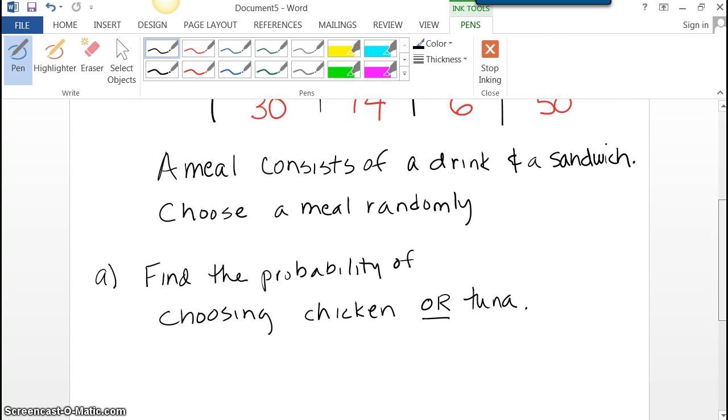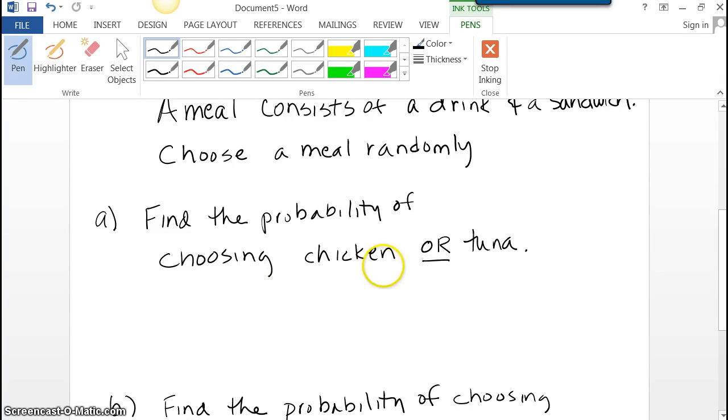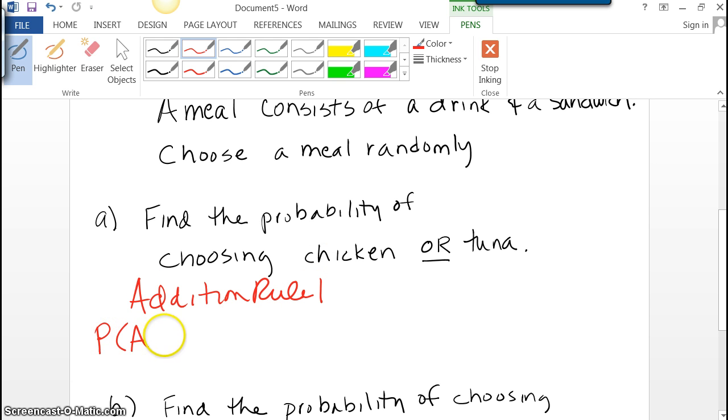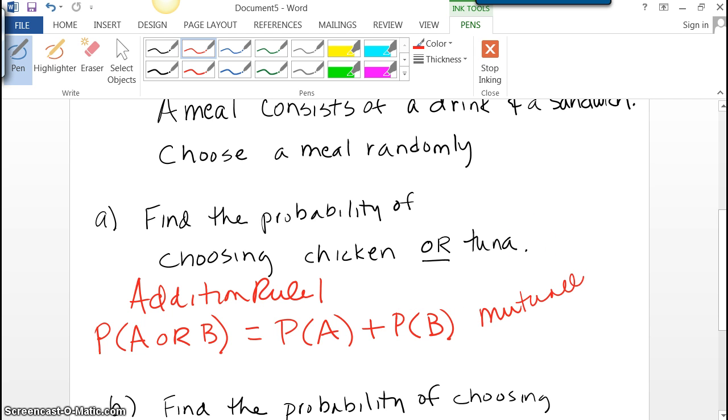And the first question they're asking us is, find the probability of choosing chicken or tuna. So this is an example of addition rule 1. And addition rule 1 says when you ask the probability of event A or event B, you can add the two probabilities together if these events are mutually exclusive. And mutually exclusive means that the events cannot happen at the same time.